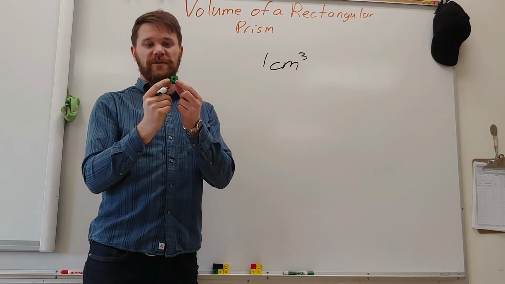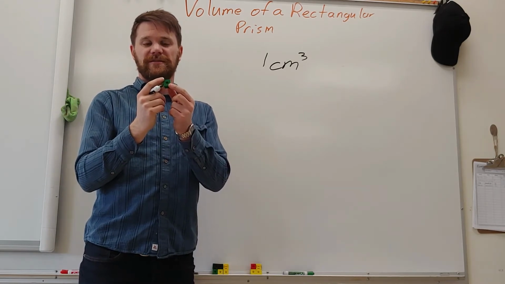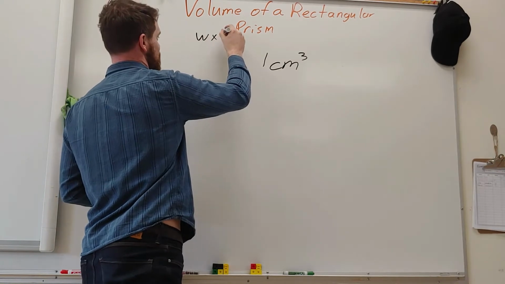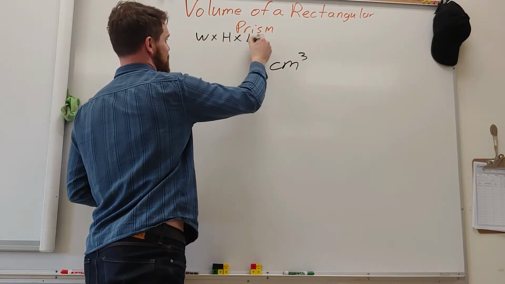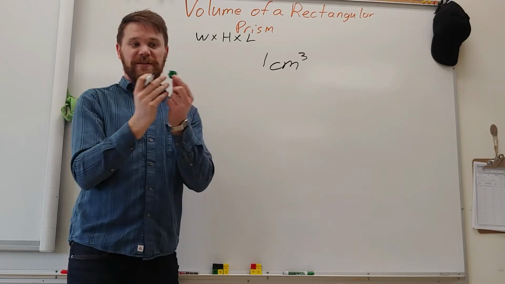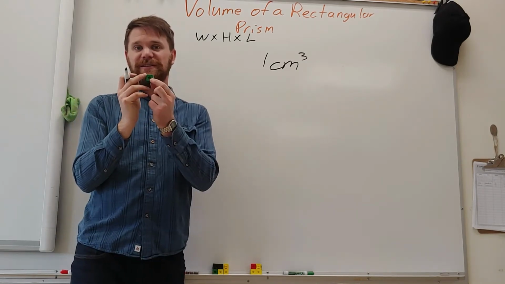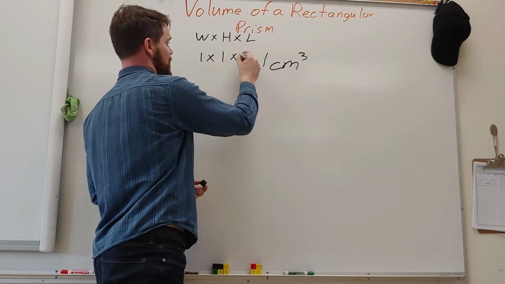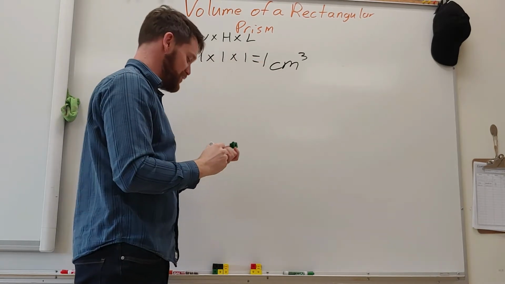And how do we figure that out? You always want to know the formula. Do width times height times length. Well, the width of this is 1, the height is 1, the length is 1. So 1 times 1 times 1 equals 1 cubic centimeter.